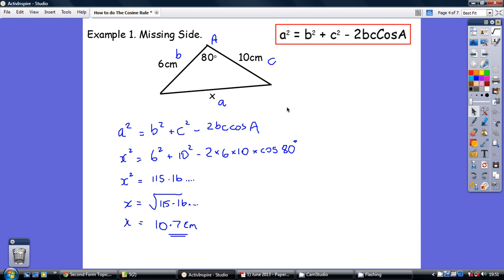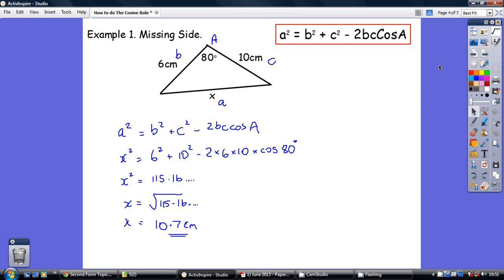Okay, now the secret is to label your diagram to reflect the formula. So the formula has the missing side being A, so label that A and then label everything else accordingly. So the opposite angle has got to be capital A. The other two sides, B and C, it doesn't matter which way around you label those. We could have gone the other way around. Then it's just a question of substituting these straight into the formula, getting your calculator out, square rooting, and that's your answer to one decimal place.